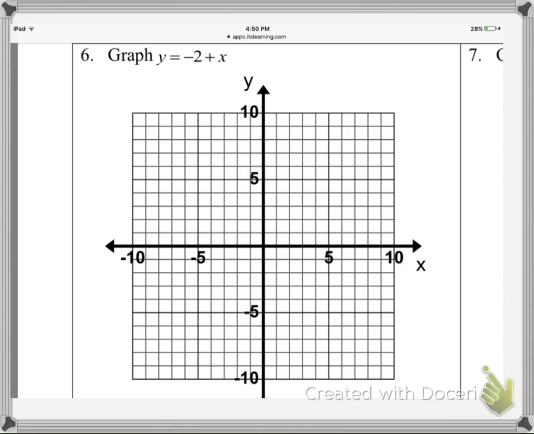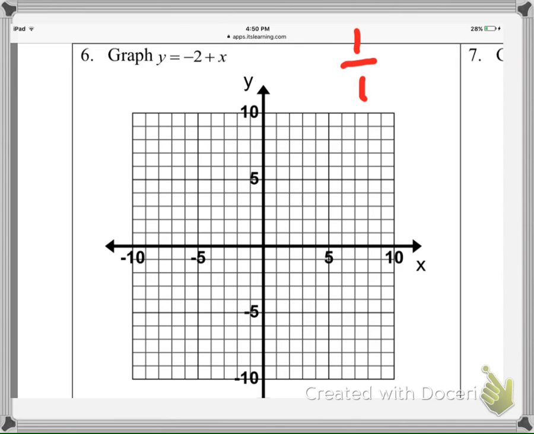Okay, number 6, it asked me to graph y equals negative 2 plus x. You need to know that the y-intercept is negative 2 and the slope is 1 over 1. So there's an invisible 1 in front of the x here. And if we write the slope as a fraction so that we know what the rise is, 1, and what the run is, it makes it a lot easier. So this 1 is really in front of the x here, it's just invisible.